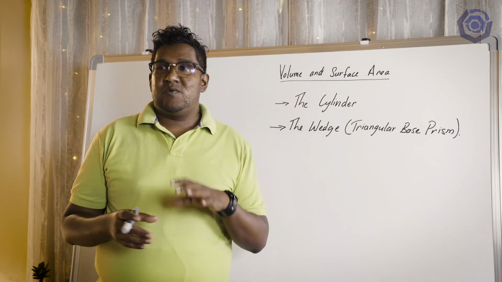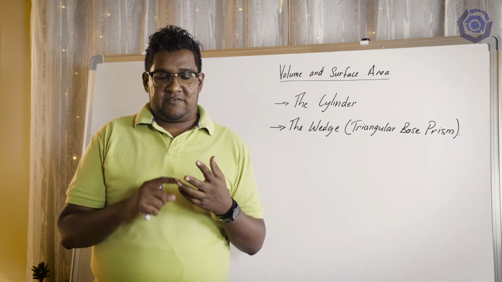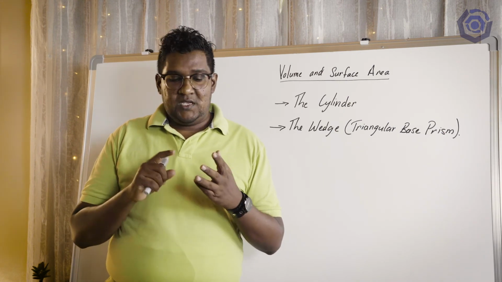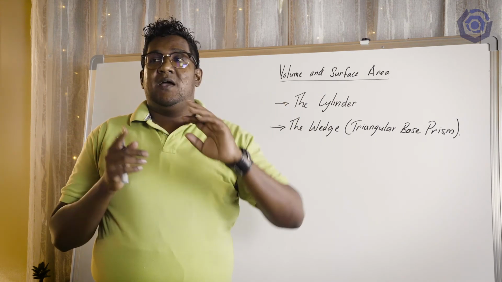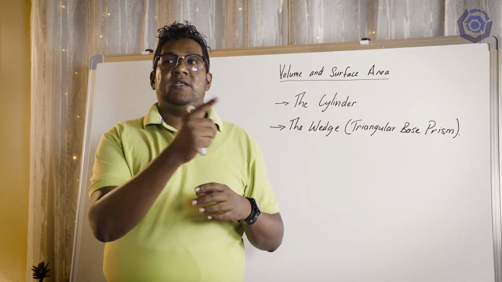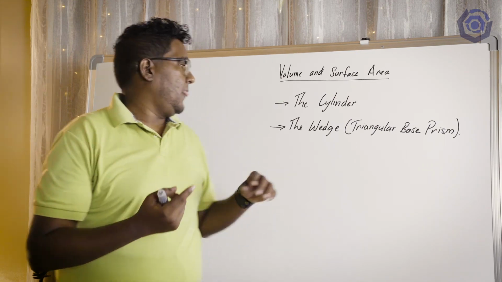Remember, in the cylinder, you have three formulas: the volume, the total surface area, and the curved surface area. The total surface area would include the curve and the top and the bottom. And the curved surface area is only the curved face around the shape.